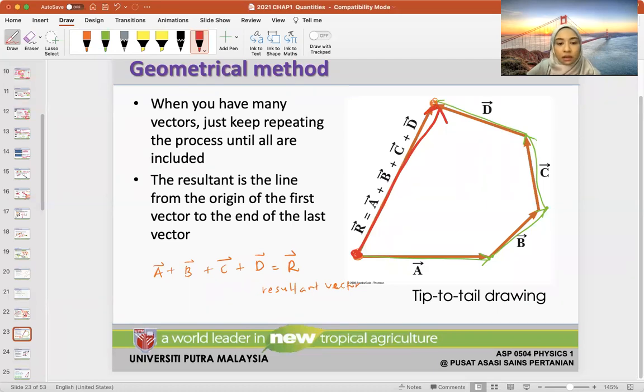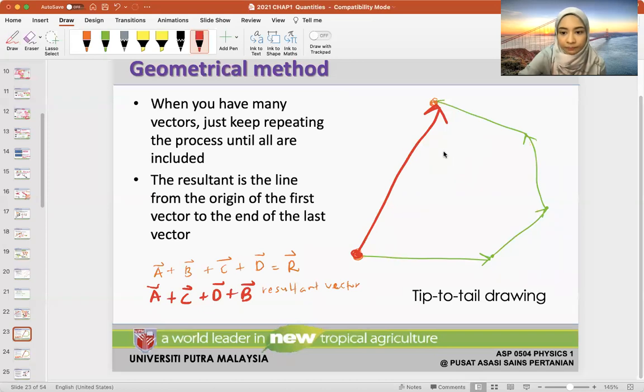Now, my question is, what if I add A plus C plus D and then baru B? Would I get the same answer or not? What do you think? Same. Okay, let's try it. Kita cuba. No. Okay, ada orang jawab no. Kita boleh cuba. Let's try it. To do this, let me duplicate this slide first and then kita try, okay?